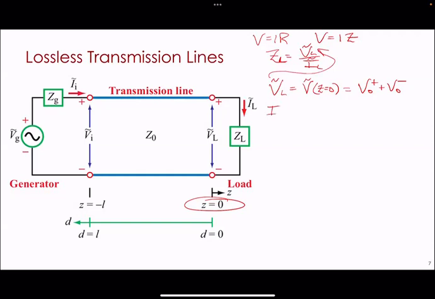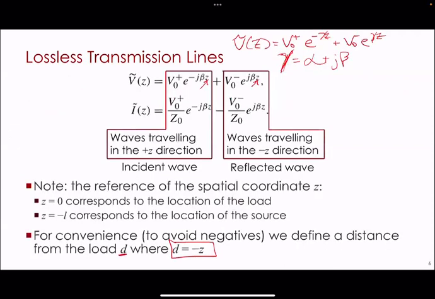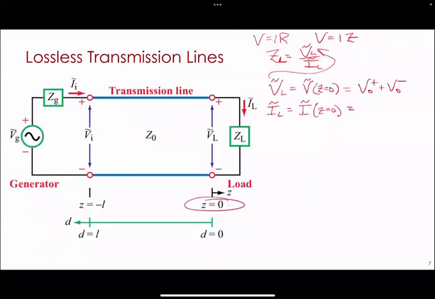What if we did the same for the bottom? IL tilde, I tilde at Z equals 0. Let's pop back here. Very similar. They both go e to the 0, and e to the 0 is 1. We're left with V0 plus over Z naught minus V0 minus over Z naught.